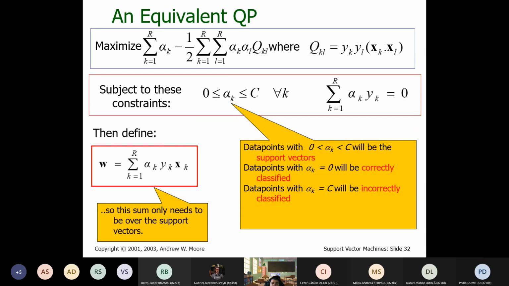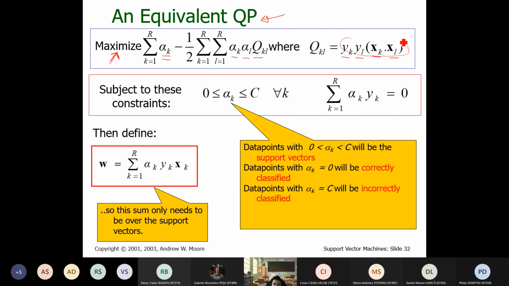Now, first, let's see the equivalent quadratic programming. I showed you the dual form of the SVM, of maximizing the margin. And I told you that we need to maximize the sum of alpha k minus half of the sum of alpha k multiplied by alpha l multiplied by Q kl, where Q kl is the product of yk, yl, xk, and xl.